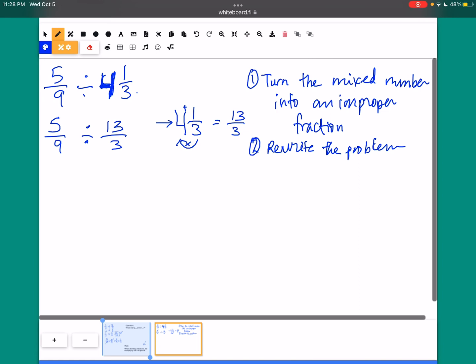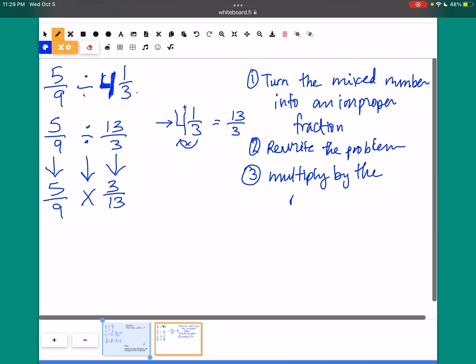Okay. And then we're going to take what we're dividing, and instead we're going to use inverse operations, which is multiplication in this case, with an inverse number. Okay, so that's going to be 3/13. So step 3 would be multiply by the reciprocal. All right.